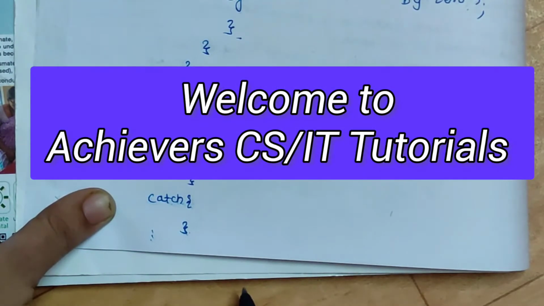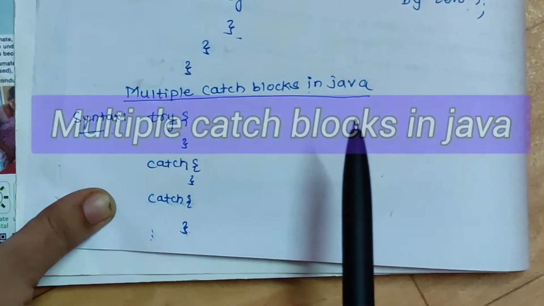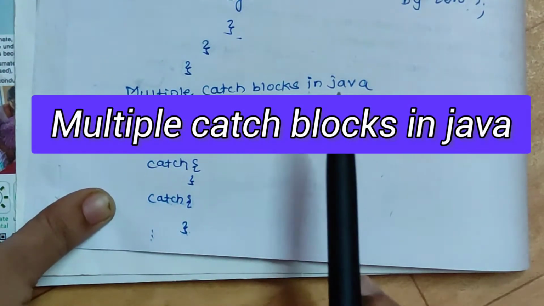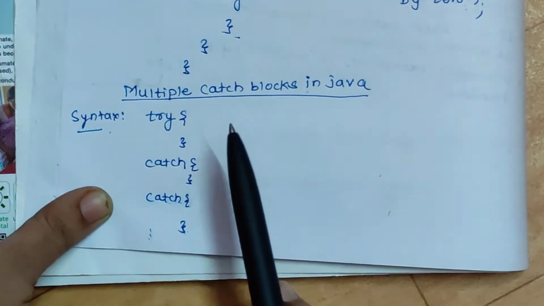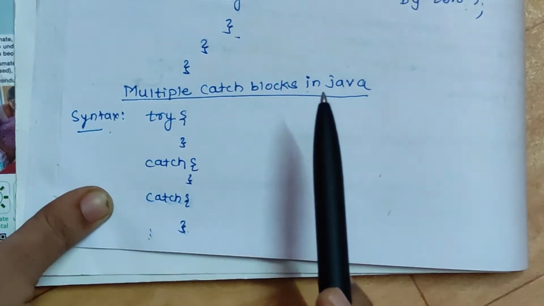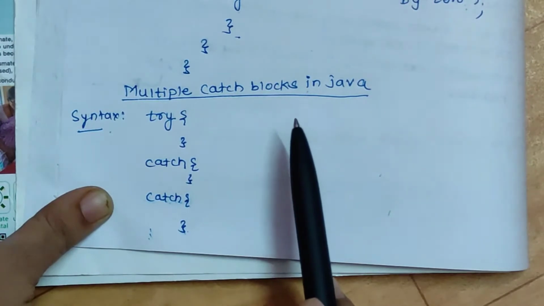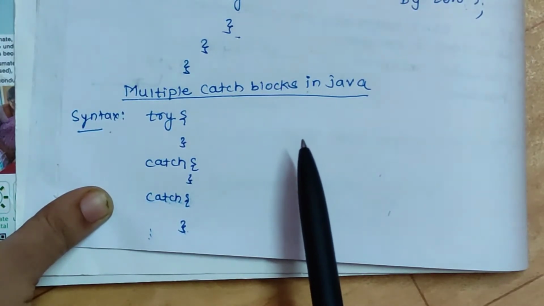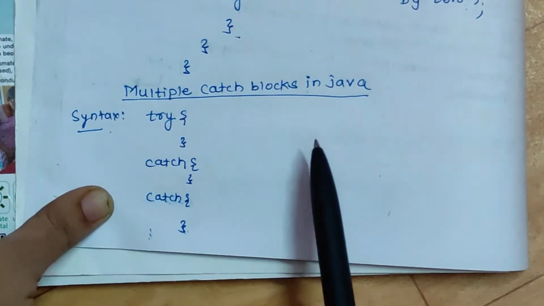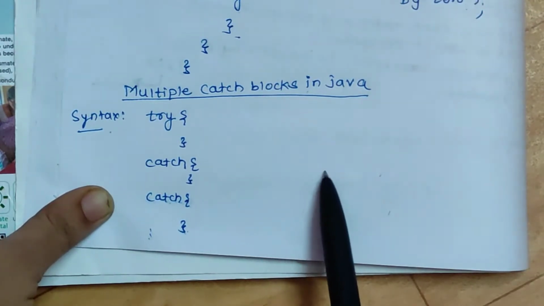In this video, we are discussing multiple catch blocks in Java, which is a topic related to exception handling. Before moving ahead, I will shortly tell you what exception handling is. An exception is nothing but an unwanted situation in a program which disturbs the normal flow of execution of the program. In that case, we call it an exception.